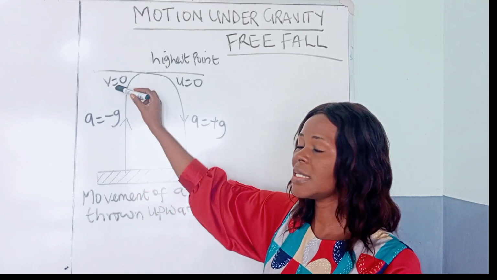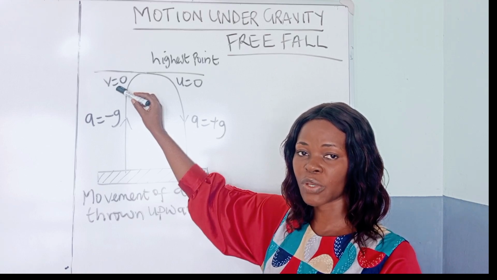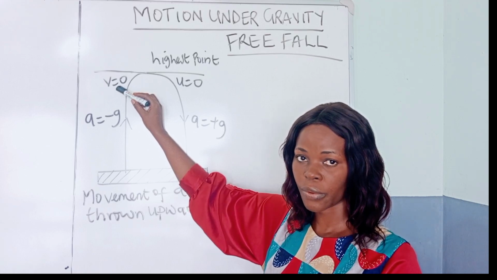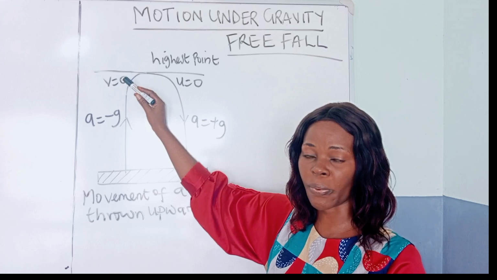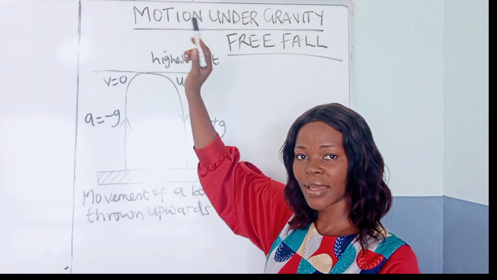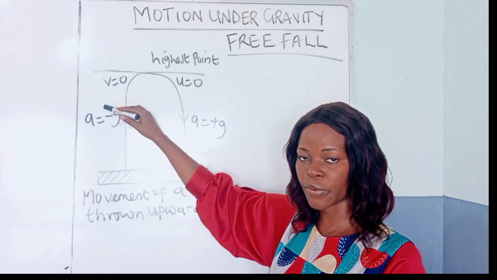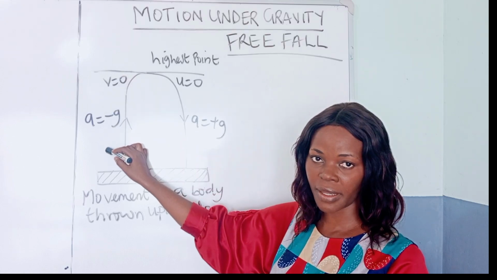Alright? And when the object reaches the highest point, its final velocity becomes what? 0. Because it will come to a stop at the highest point before returning to the ground. So at that highest point, the final velocity v is equal to what? 0. So that is this part of the diagram.